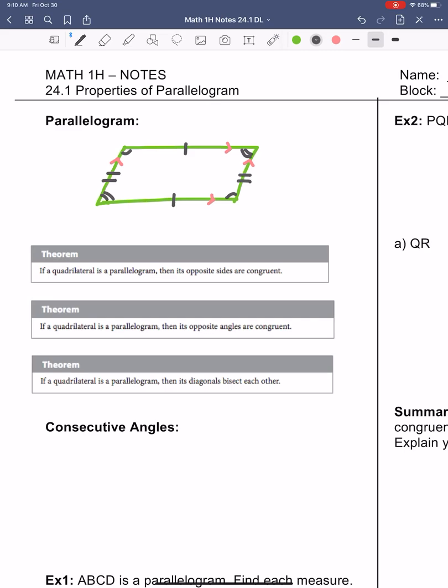And then it says, then the diagonals bisect each other. So remember what bisect means? Bisect is that they cut each other in half, right? So if I have a parallelogram and I have the diagonals, which are the ones that would go from corner to corner here, then they cut each other in half. And we'll talk about how that comes into play in a second.